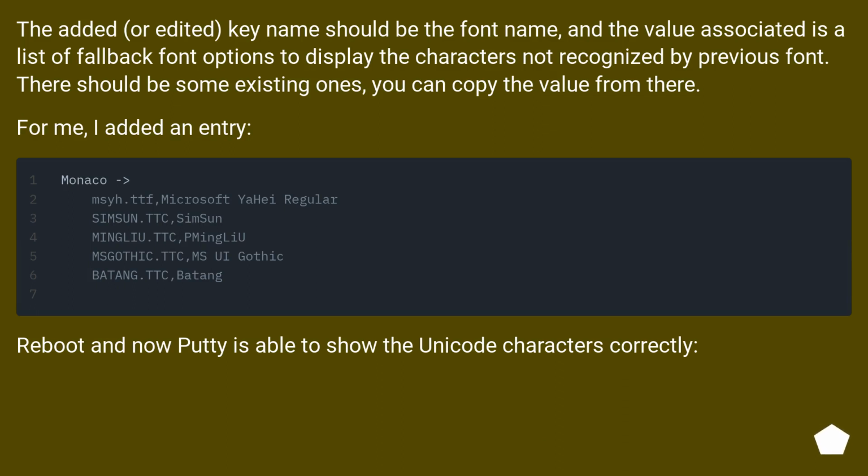The added, or edited, key name should be the font name, and the value associated is a list of fallback font options to display the characters not recognized by the previous font. There should be some existing ones, you can copy the value from there. For me, I added an entry. Reboot, and now PuTTY is able to show the Unicode characters correctly.